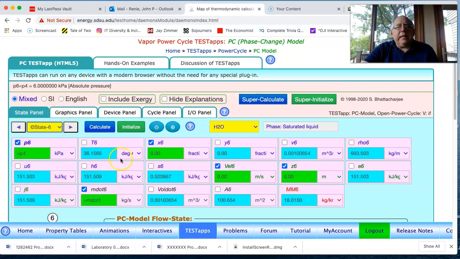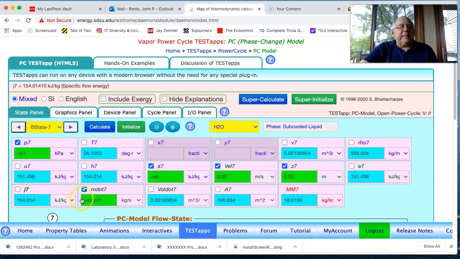State 6 then is the full fluid coming through the condenser, and the condenser has an output quality of 0, and it's at pressure 4, and so this is our state 6. State 7 is going through the pump, and we know that the pump is taking the fluid back up to the high pressure, and it's doing it in an isentropic fashion, and it's the full mass flow rate.